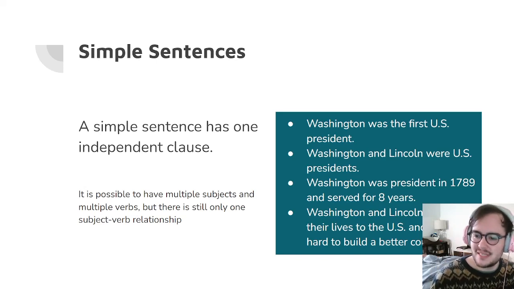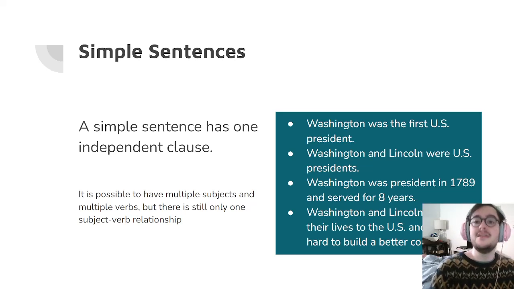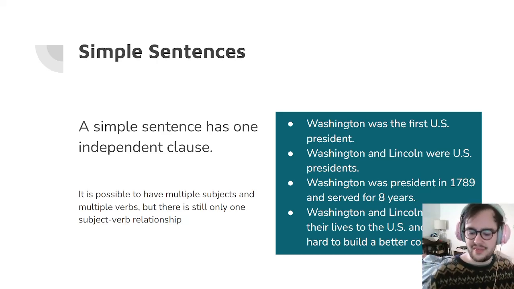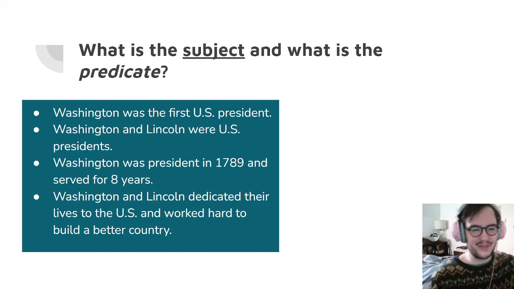Washington was president in 1789 and served for 8 years. Washington and Lincoln dedicated their lives to the U.S. and worked hard to build a better country. You can see how even a simple sentence you can do a lot with. So let's take a look here. What's the subject and what's the predicate? It will get more difficult as we go.